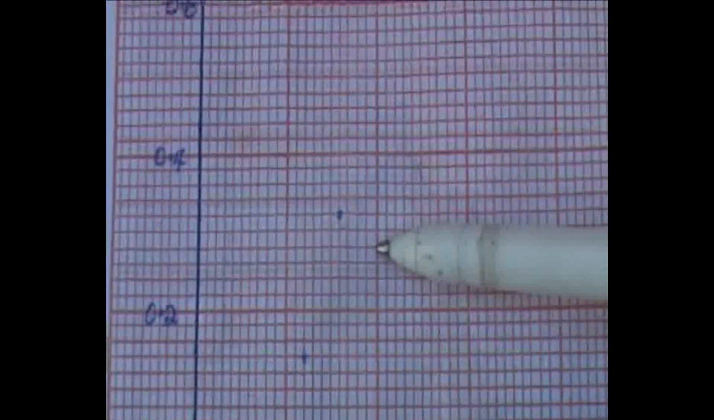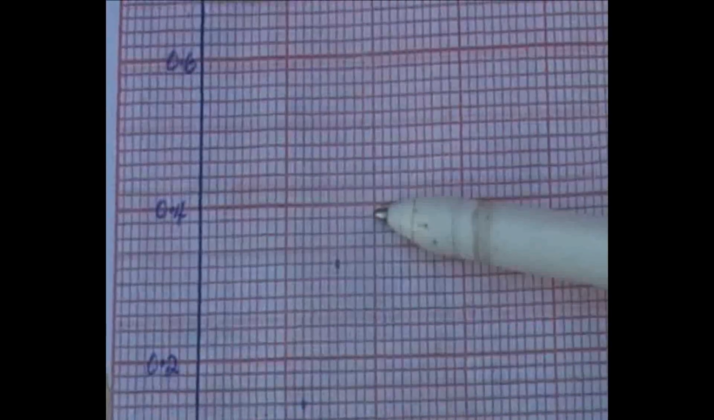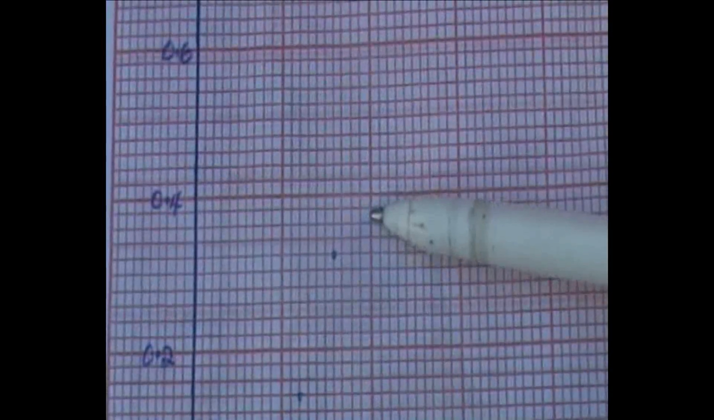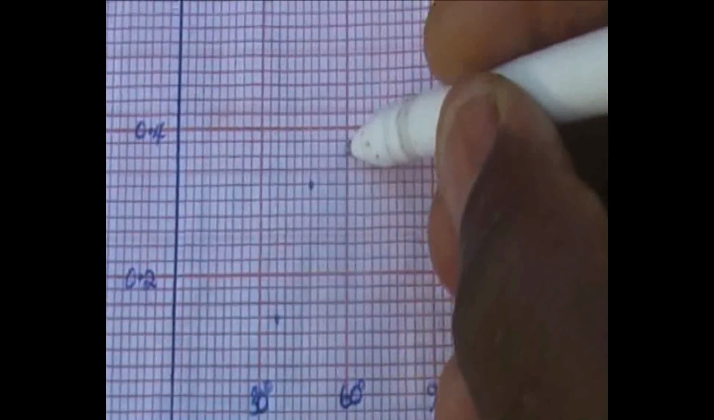So this is our 0.2, 22, 24, 26, 28, 30. We are looking for 37: 32, 34, 36, 38. So between 38 and 36 is 37. So we're going to plot 37 here against 60 degrees. So these are the points that I want to use to illustrate to you how to plot the points.